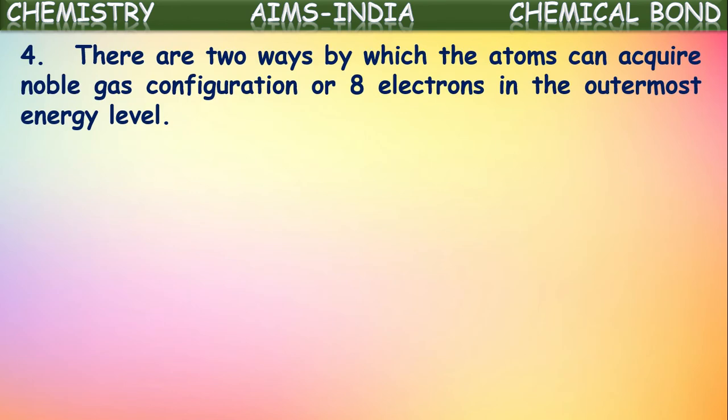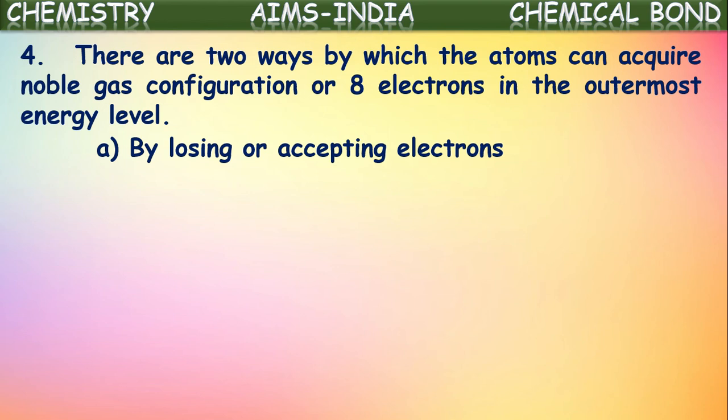Next, there are two ways by which atoms can acquire noble gas configuration, or 8 electrons in their outermost energy level. We are saying that atoms which do not have 8 electrons in their outermost shell are unstable, and they will try to attain 8 electrons in their outermost shell, that is, the nearest noble gas configuration. This attainment can be done in two ways. They are either by losing or accepting electrons.